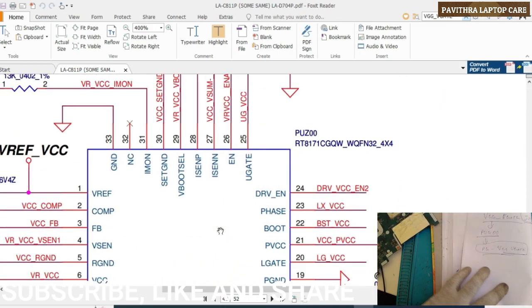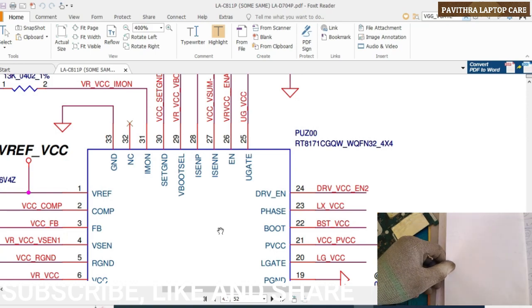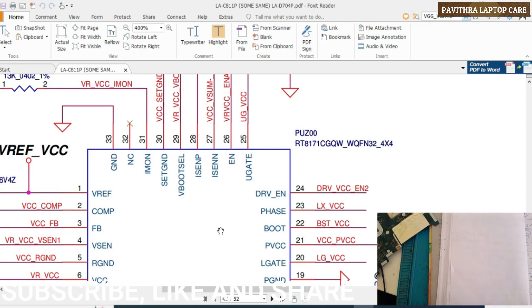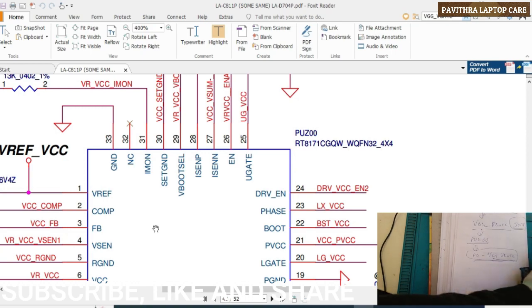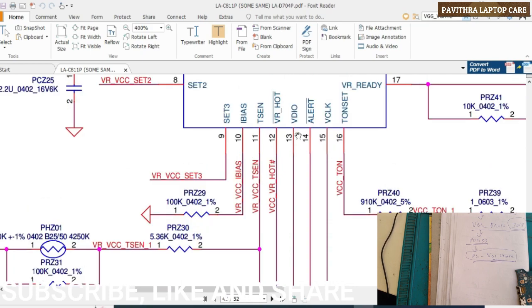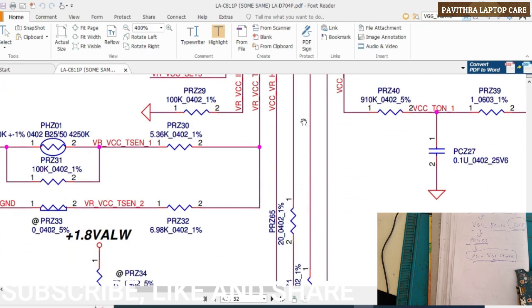Next one, see, as per the instructions, sense. From the CPU side some voltages will come. Those things we will check in this particular IC, from where they have come. See here, VDIO, alert and clock. See, this one is data, clock and alert signal. Okay, these three are very, very important. This is coming from where?